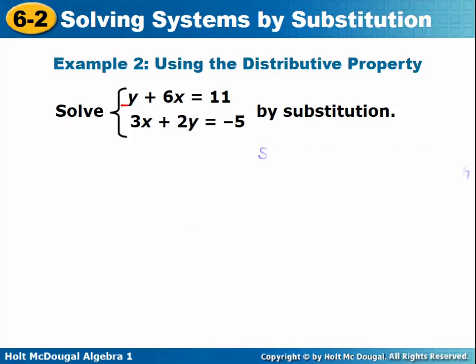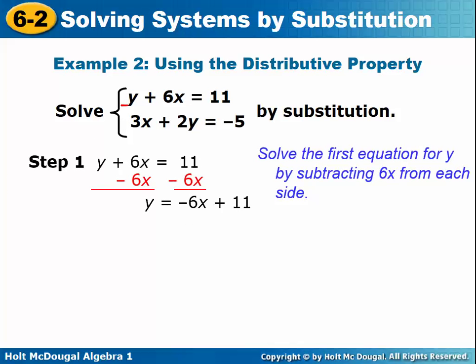And we can do that just by subtracting 6x from both sides. So we solve the top one for y, and we get y equals negative 6x plus 11. Or you could write this as 11 minus 6x. That's fine too. Now we have to take what y is equal to and put it in the other equation where we see a y. So we don't put it back into the top equation because it'll just be a circle then.